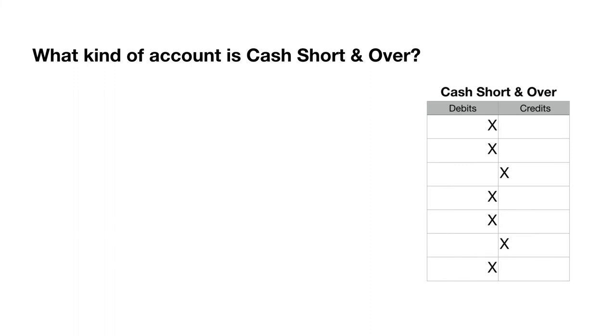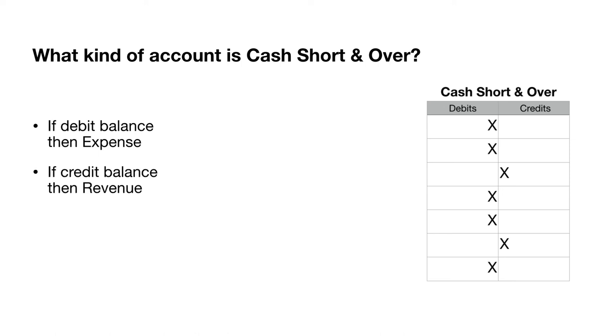So what kind of account is cash short and over? If at the end of the year, this account has more debits than credits, or in other words, if it has a debit balance, then it is considered an expense on the income statement. Alternatively, if this account has a credit balance, then it would be considered like a revenue on the income statement. The cash short and over account usually has a debit balance.